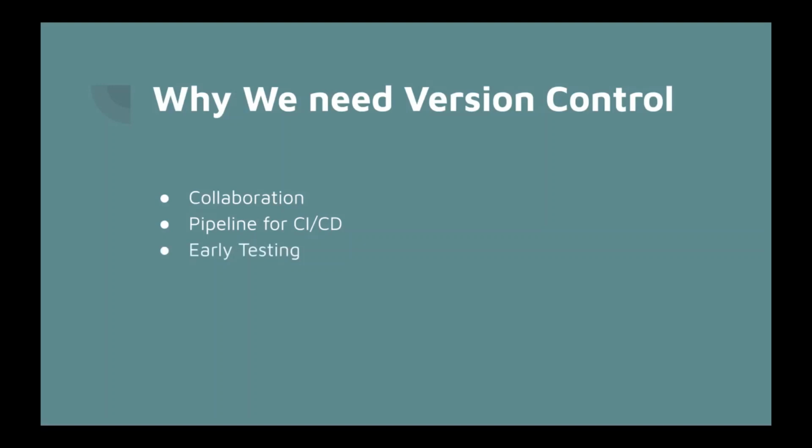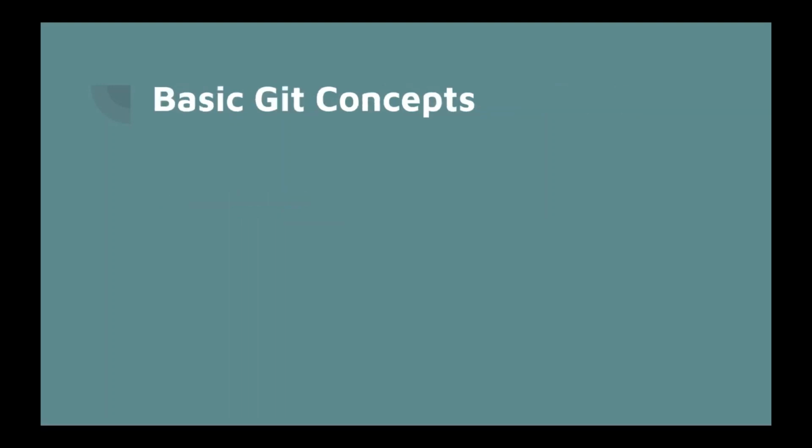The third point is early testing. It helps with early testing because everyone can push their code to the repository, and then the jobs can be run by a continuous integration tool. The fourth thing is learning. This also gives an idea of how to achieve things and how to automate the manual steps that were taken earlier.